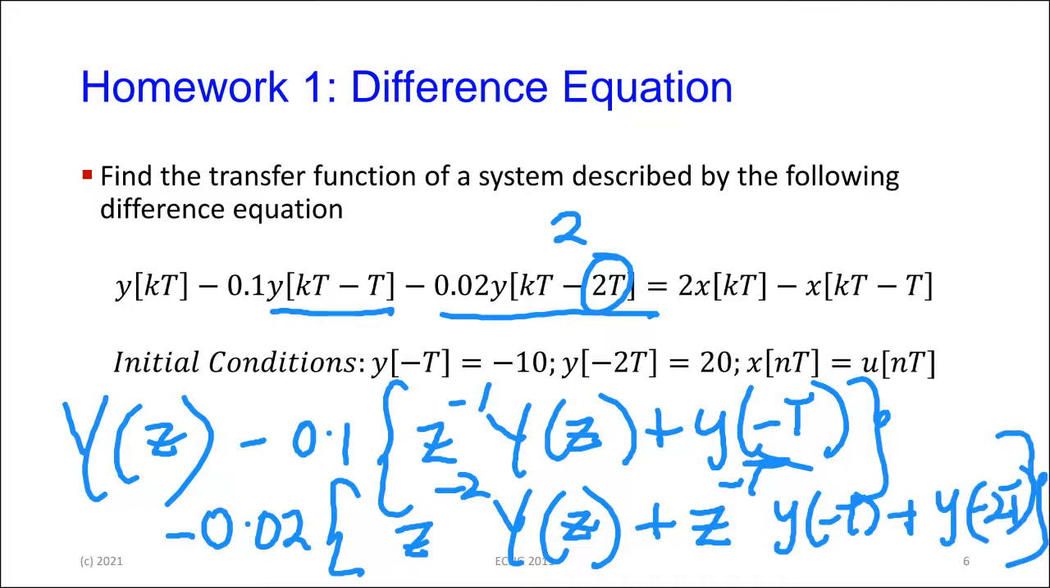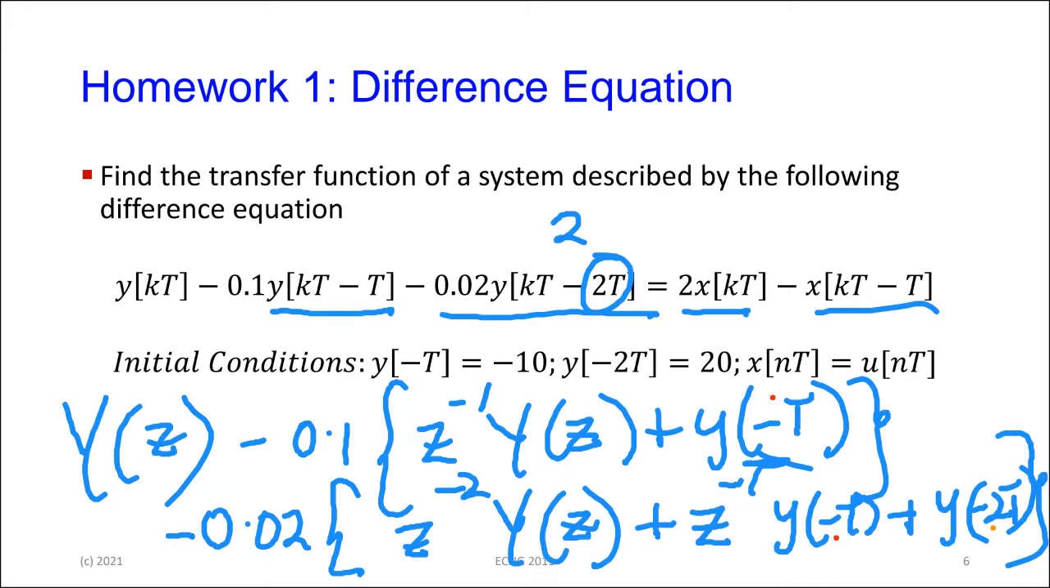All right, make sure to put everybody in the brackets, and then you do the same thing for x(kt) and x(kt minus t). Then once you do that, you open up the brackets and you substitute. So y(kt minus t) is minus 10, so you're going to substitute for that here and here. y(kt minus 2t) is 20, so you're going to substitute for that here.